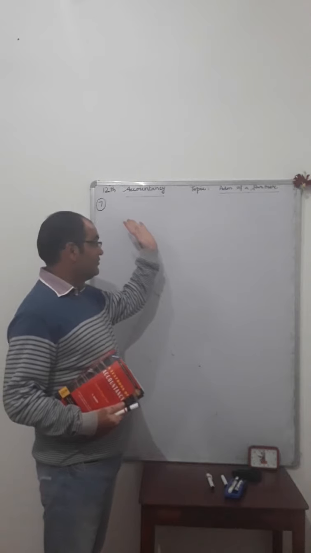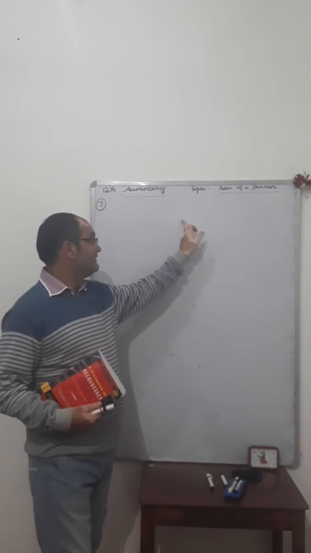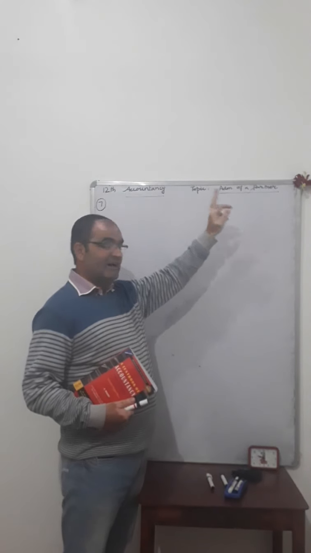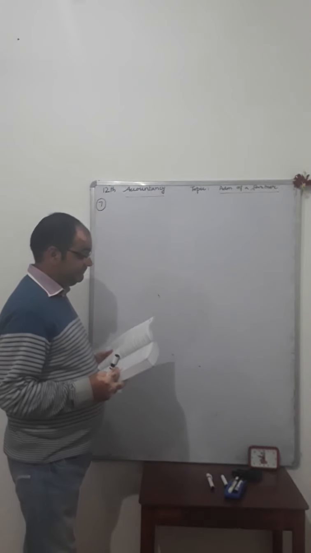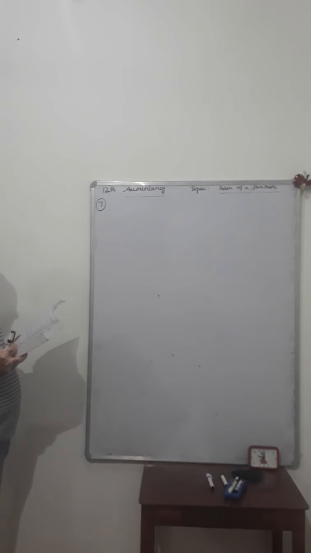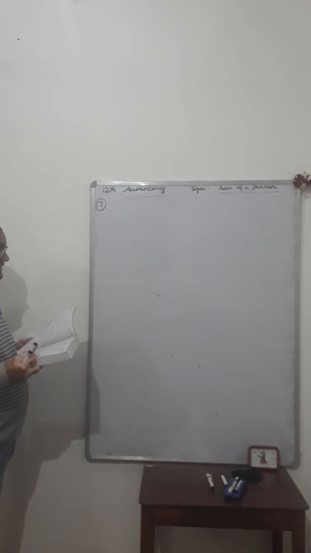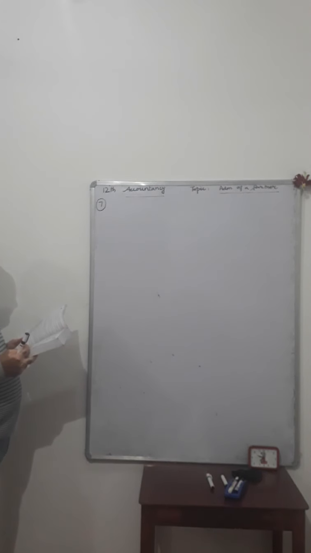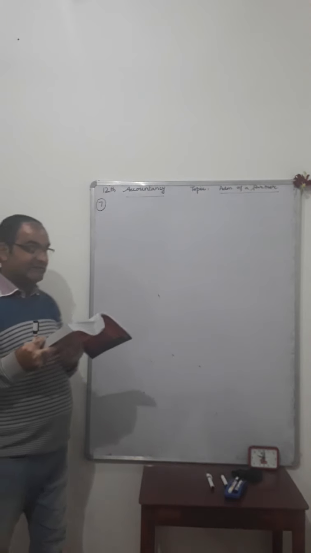Today we are going to learn question number 7 of our textbook, and our topic is admission of a partner. The question says Raju and Rahul are partners sharing profits in the ratio of 2:3. Geetu is admitted to the partnership at 1/5 share in future profits. Calculate the new profit sharing ratio and the sacrificing ratio.